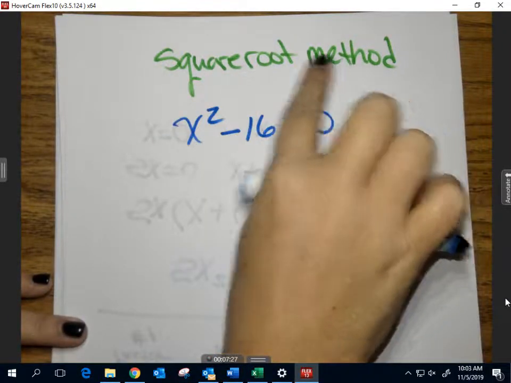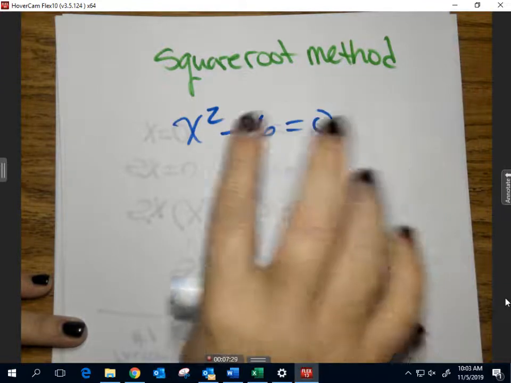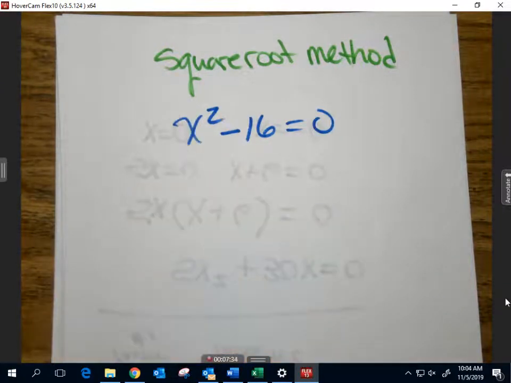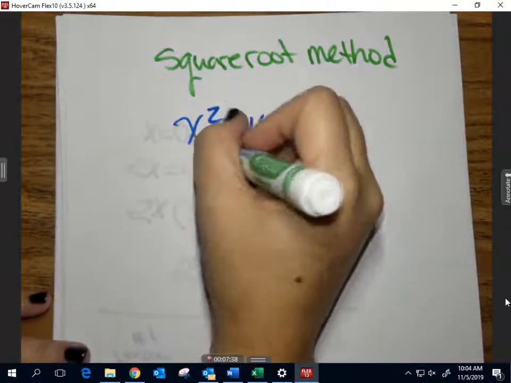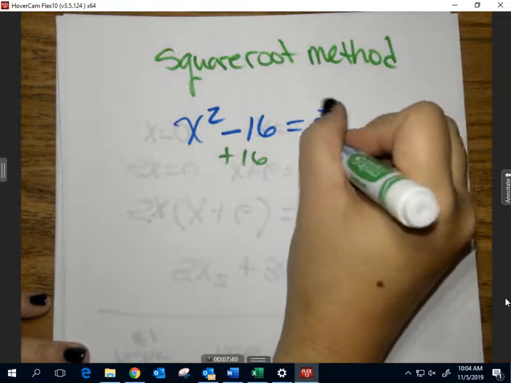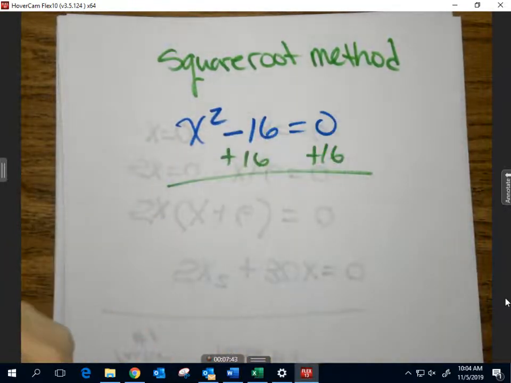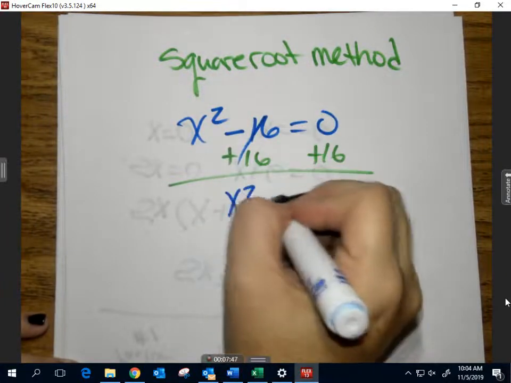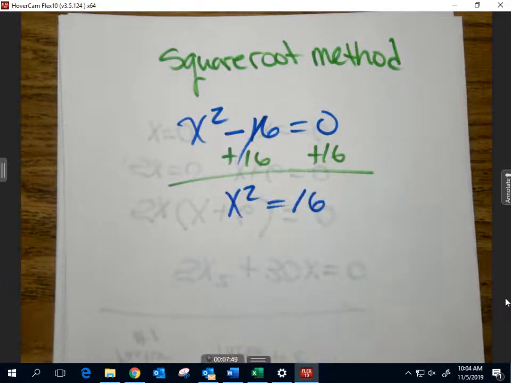Whenever it asks you to use the square root method, the goal is to get the x squared by itself. So how am I going to get x squared by itself? Yeah, add 16 to both sides. So I end up with x squared is equal to 16.